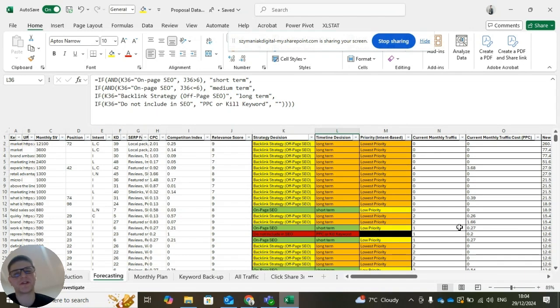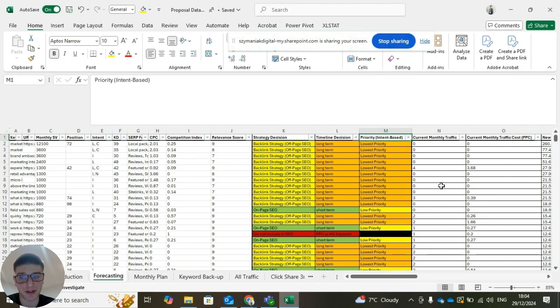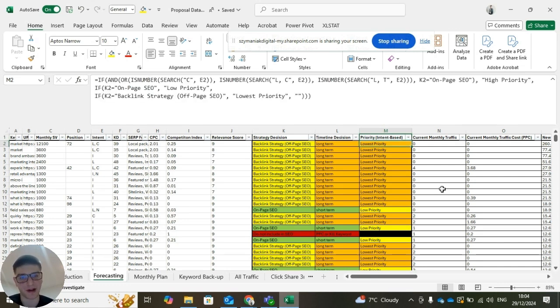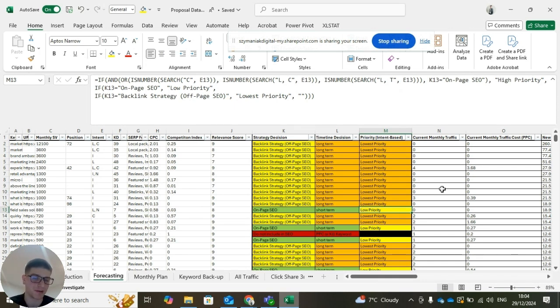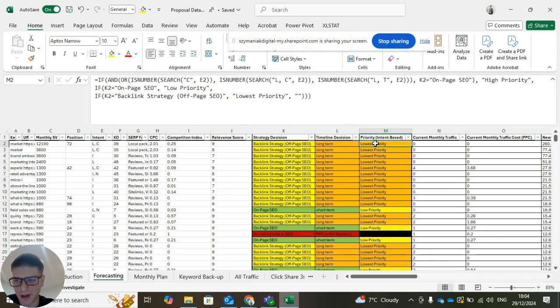then we go into the priority. So I've gathered the strategies for each keyword, the timeline decision if it's short term, medium, long term, etc. And then I want to go by the priority. So which keywords I should really prioritize in my decision trees. So for example, I figured out I have different kinds of priority levels to the keywords I want to target. So I have low priority and high priority, but also lowest priority.